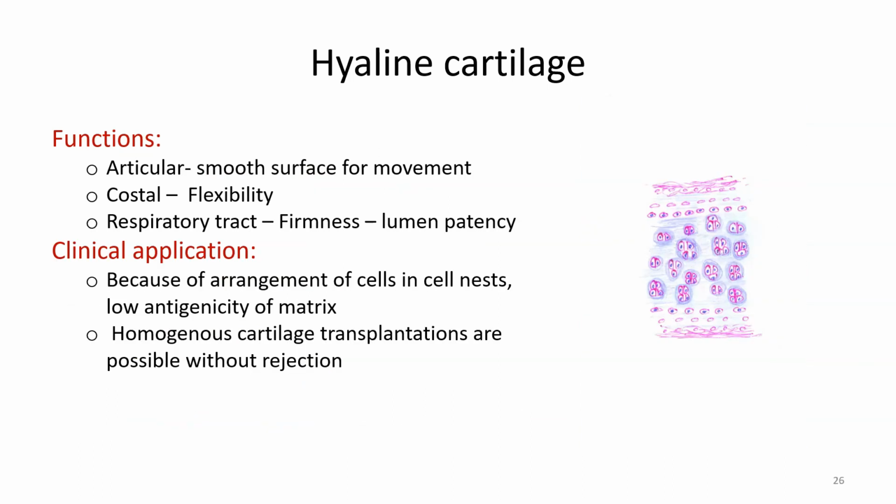Coming to the functions of hyaline cartilage in different areas, at the articular cartilages, the function is to provide a smooth surface for movement, and at the costal cartilages in relation with the ribs, the property of flexibility is provided by the hyaline cartilage, and in the respiratory system, it gives firmness to the tubular structures of the respiratory tract so that the lumen will be kept patent for the free movement of air.